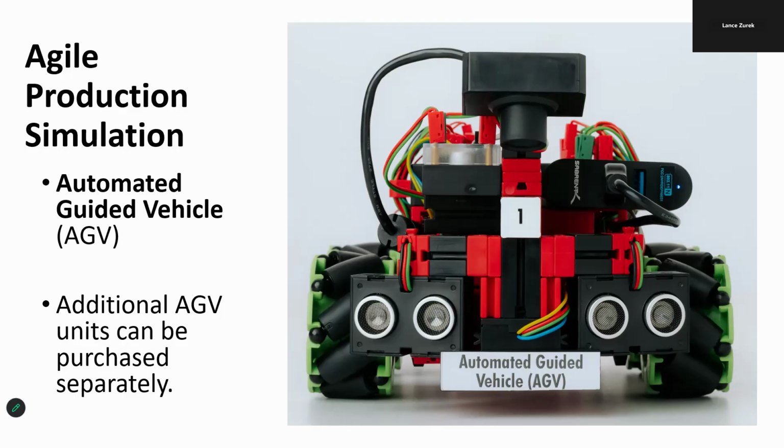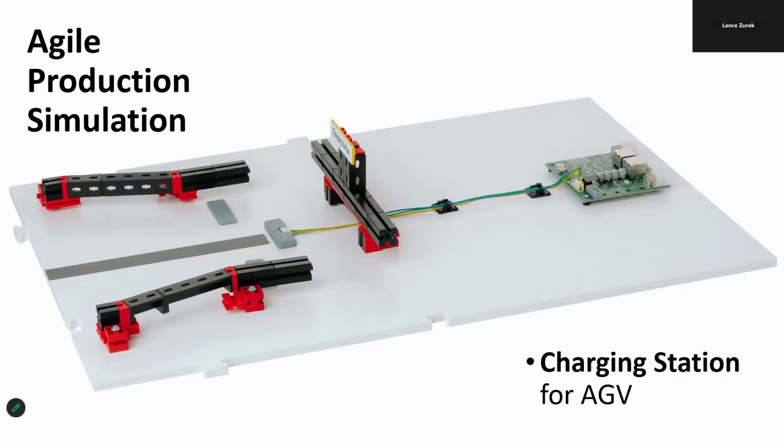The AGV receives its driving commands from the central control unit, and it uses a fischertechnik rechargeable battery pack as its power supply. Now, while each APS factory ships with only one AGV included, if you do wish to add an additional unit to the factory floor, it can be purchased separately, and we'll talk about that later in the presentation. And finally, we should mention the charging station.